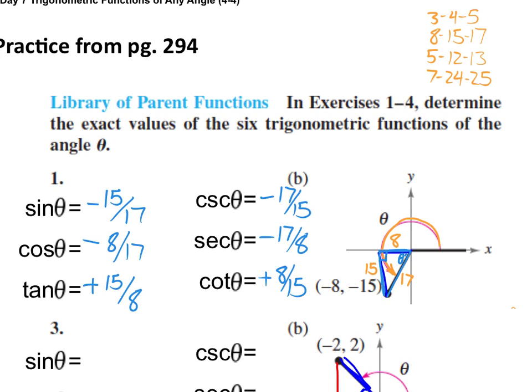Well, we're not worried about getting what theta actually equals yet. We will do that in the future, but we're not going to worry about that yet. Okay? That's a good question, though. Now, notice in this case, we weren't getting values that were from our unit circle, and that's okay. It doesn't always have to be from the unit circle.